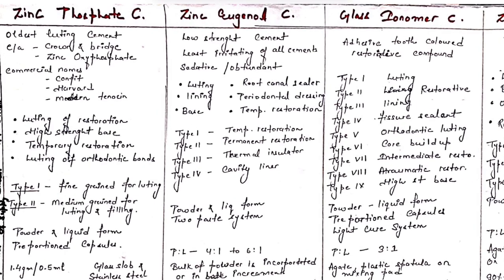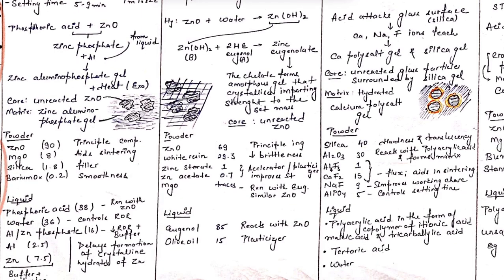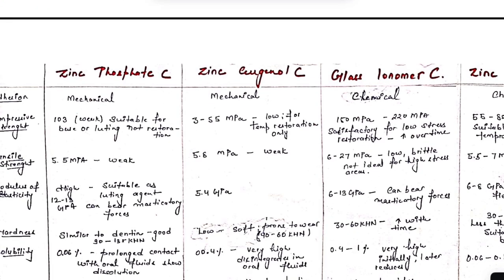So, what you should know about all of them is first an introduction. I'll just highlight it over here. So, first an introduction. Then, second, you talk about the application. Third is classification. Fourth is mode of supply. Fifth is manipulation. Sixth is the setting reaction and what the cement looks like after setting, so the set structure. Then we talk about the composition and then we talk about the various properties. So adhesion, compressive strength, tensile strength, all of these properties we talk about.